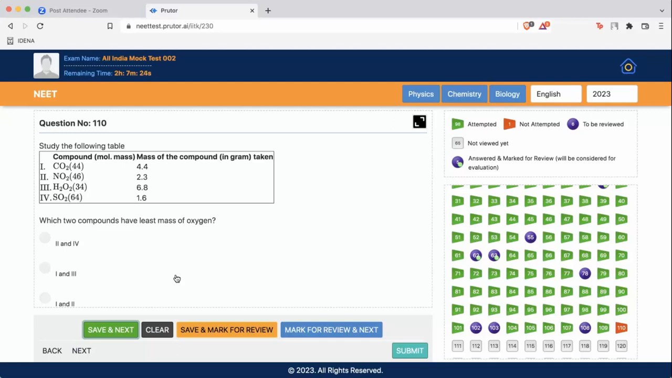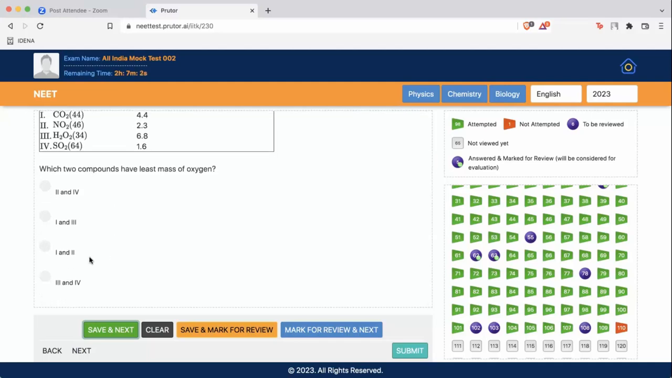least, so 1 by 10th mole. So here they all have the same amount of O2, 16 grams if considered as one mole. So I think your best option would be second and fourth.